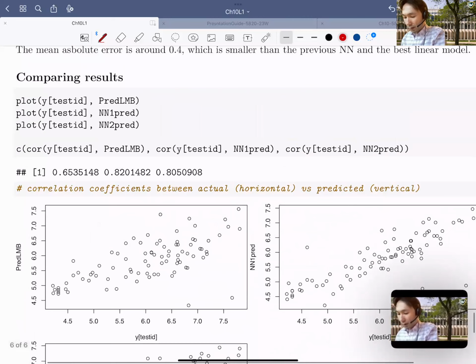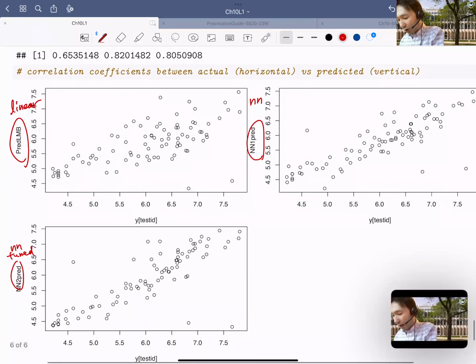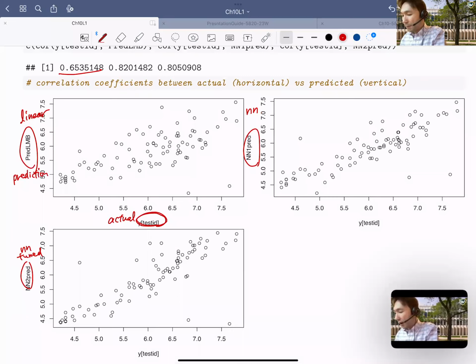And compare the results. This is the linear model, and this is the neural network without the parameter optimization, and this is the neural network with tuned parameters. I didn't systematically tune it, but I tried several settings. And obviously, the neural network performs better. We have higher correlation. Actually, for the linear model, the actual value and predicted value have a correlation coefficient of 0.65, but for the neural network, we have much higher, 0.82 or 0.80, maybe 0.81.